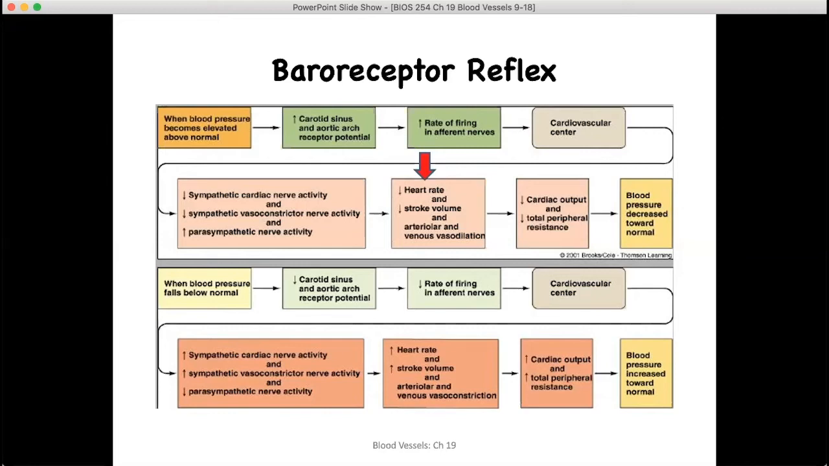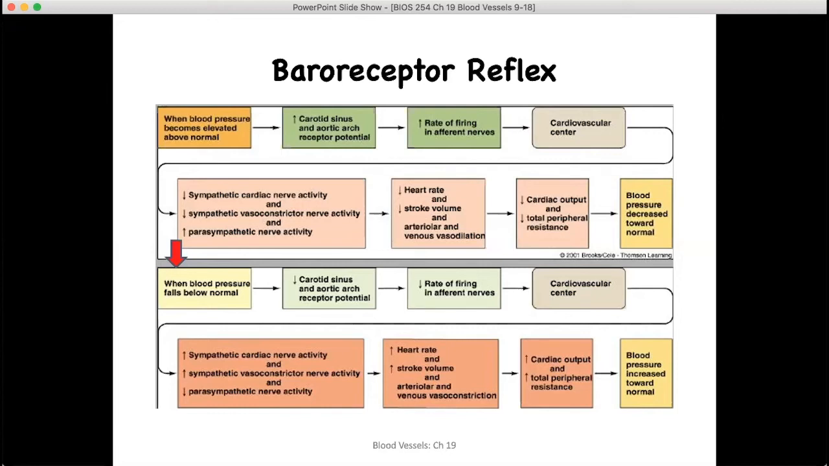Recall that cardiac output is equal to heart rate times stroke volume, so this will decrease cardiac output. In addition, vasodilation will bring about a decrease in the total peripheral resistance. This will lead to a decrease in blood pressure, returning it back to normal. Now let's look at the opposite.